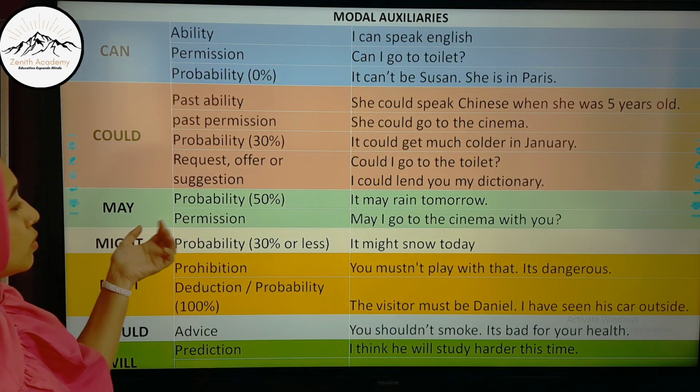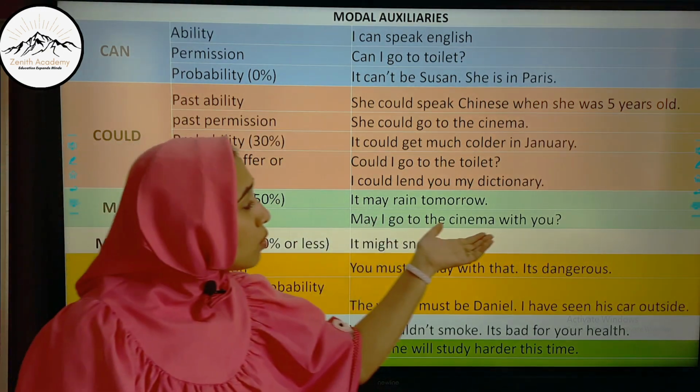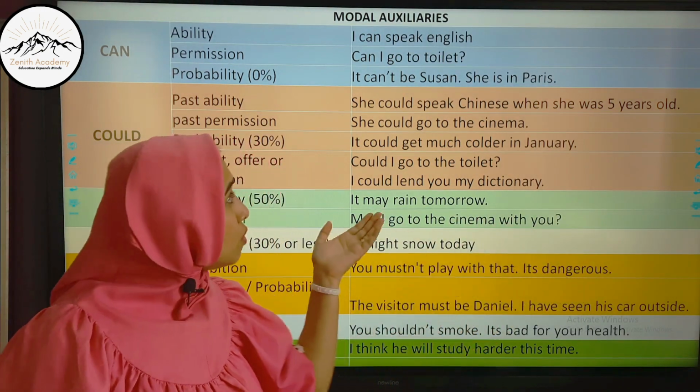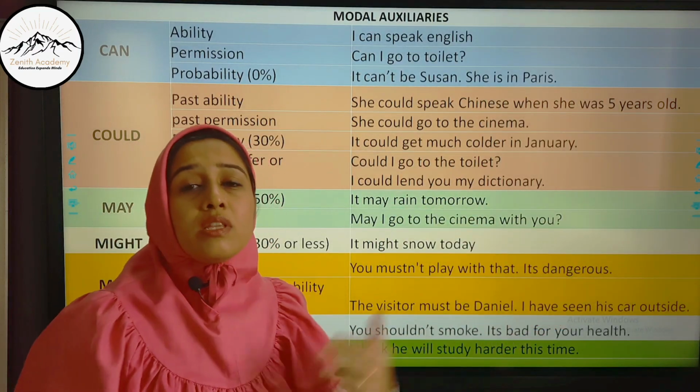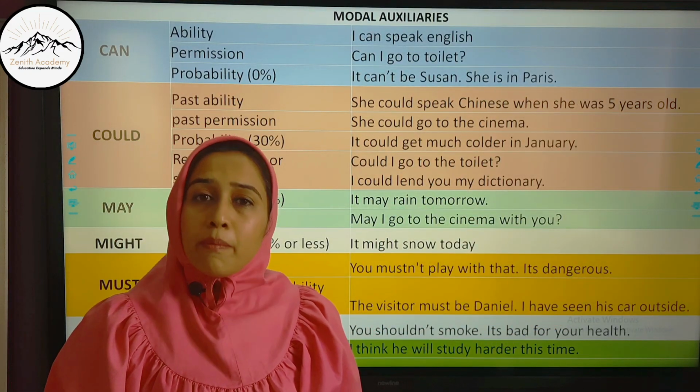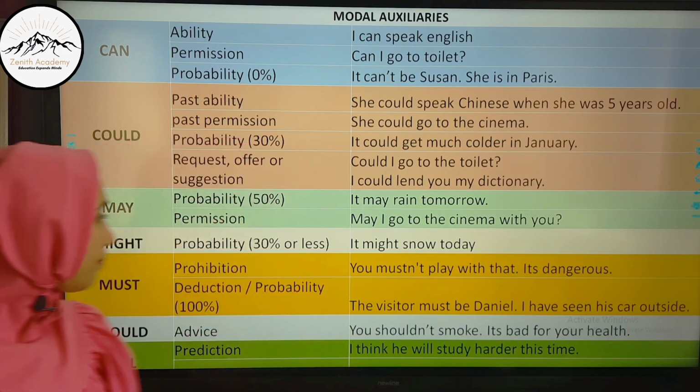It is also used to ask permission. May I go to the cinema with you? We also use may I use the washroom. So the may is also used to ask permission in the more polite manner.